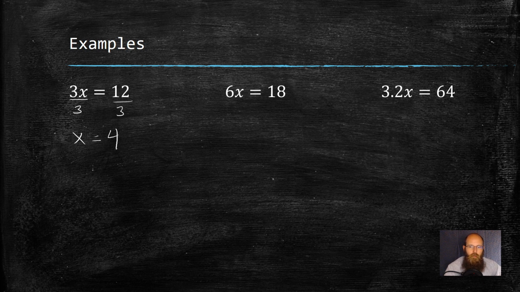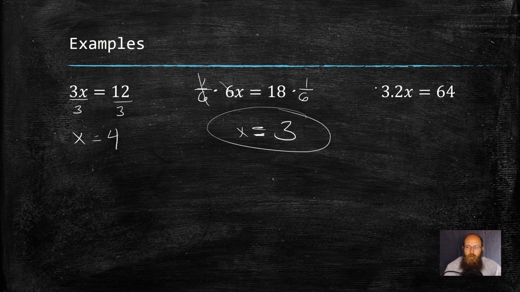So 6x equals 18. I need to get x by itself, so I need to divide by the 6. Or I could multiply by 1/6. By doing that, I have to do the same thing to the other side, because now the 6 and the 1/6 cancel. And then I have 18 times 1/6, which is still the same as 18 divided by 6. And that gets me 3.